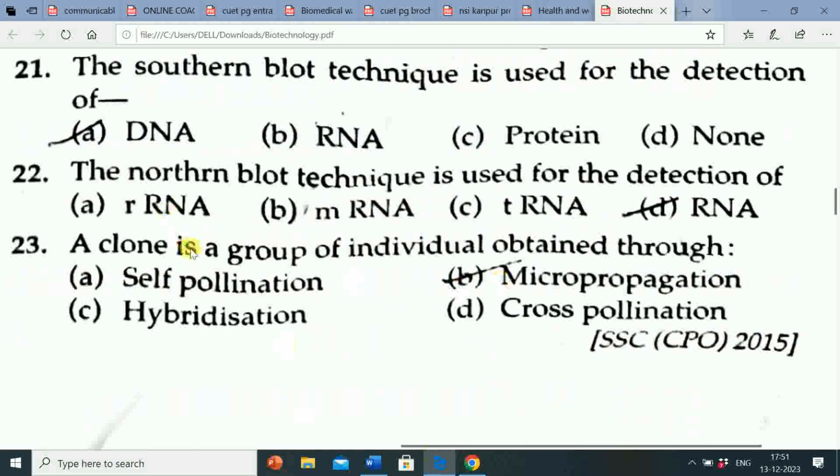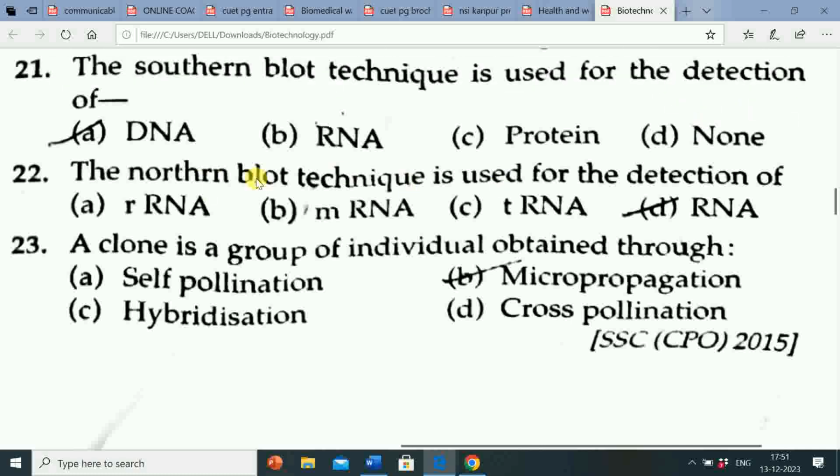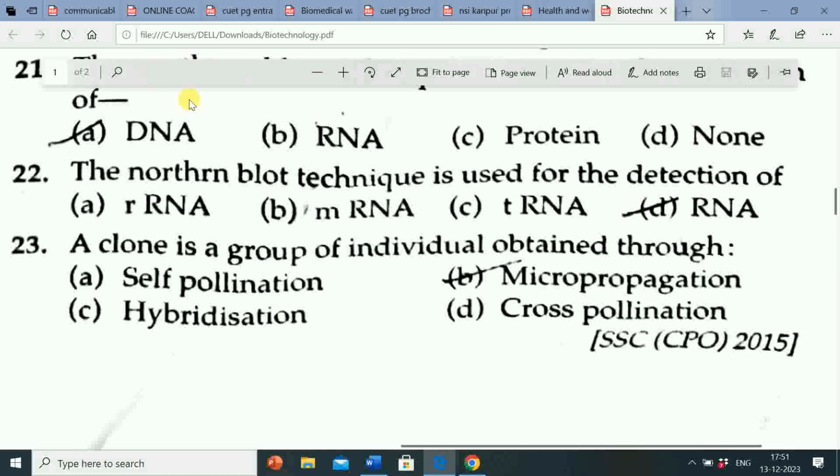So here the first question is: the Southern blot technique is used for the detection of: option A DNA, option B RNA, option C protein, option D none. So the correct answer is option A, DNA. The full form of DNA is deoxyribonucleic acid. So the Southern blot technique is used for the detection of DNA, that is deoxyribonucleic acid.